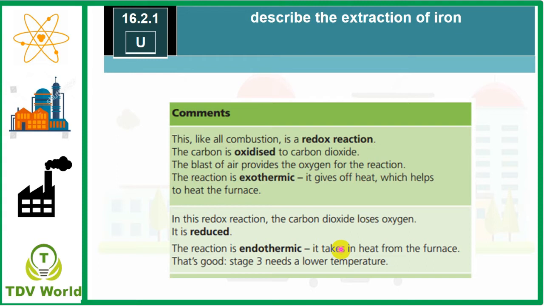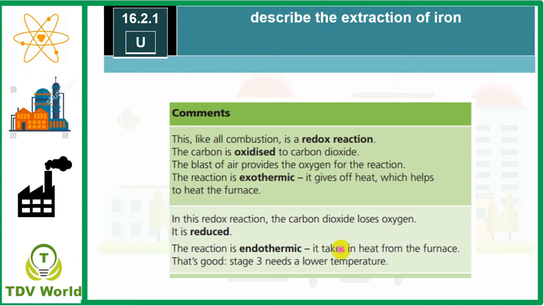This is something you have to memorize, and you have to think which is oxidized and which is reduced. The carbon is oxidized to carbon dioxide. Which is oxidized? Carbon is oxidized to carbon dioxide. The blast of air provides the oxygen for the reaction. The reaction is exothermic. It gives off heat, which helps to heat the furnace.